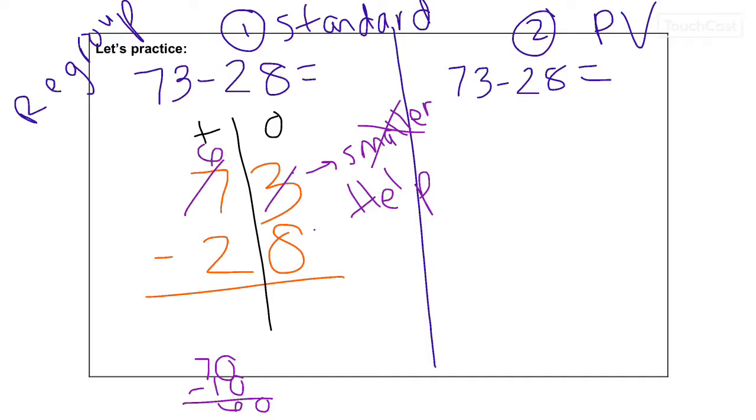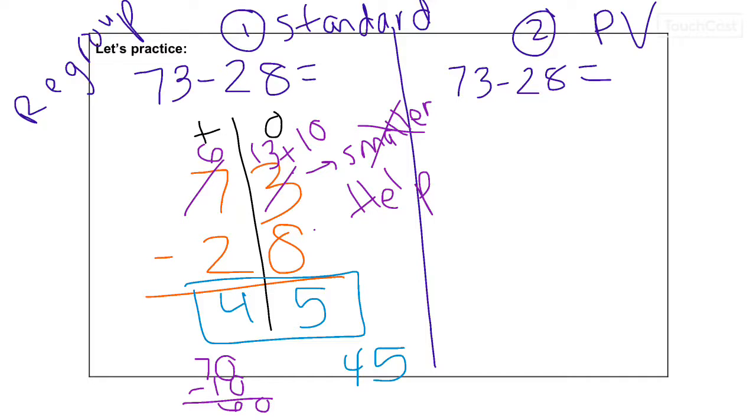6 tens left. So I'm going to take those tens and give it back to the ones place. So 10 plus 3 is 13. Now I can subtract. Is 13 bigger than 8? Sure is. So 13, 12, 11, 10, 9, 8. That should be 5. Now I'm going to do 6 minus 2. 6, 5, 4. Our difference should be 45.